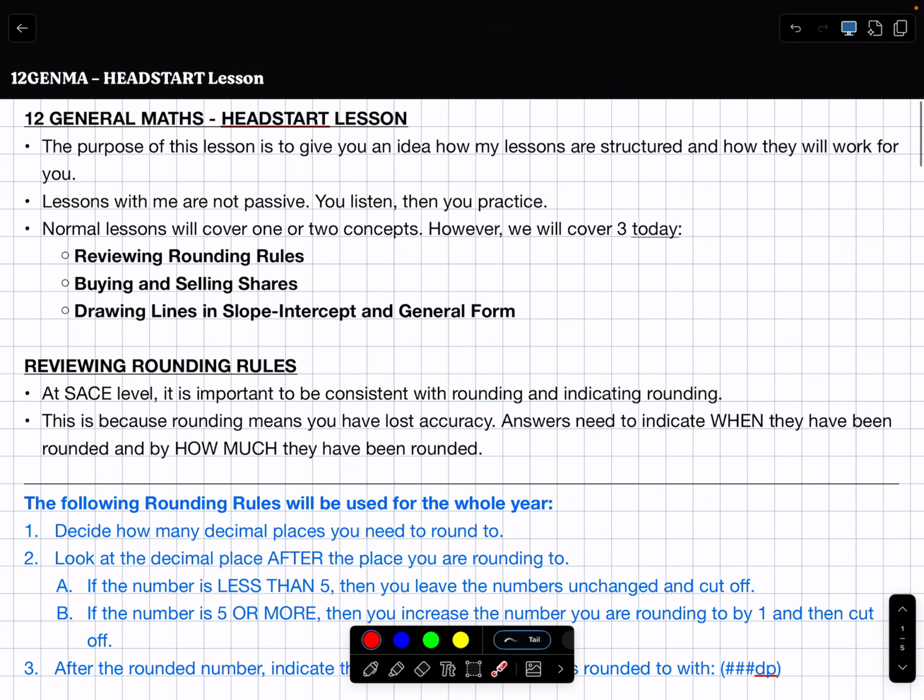The purpose of this lesson is to give you an idea how my lessons are structured, how they work for you. Lessons with me are not passive. You listen, then you practice. Normal lessons will cover 1 or 2 topics, so sometimes we'll need to do 2 in the double lesson. 2 would be too much in a single, okay? We're going to cover 3 today. We're going to review rounding rules. We're going to do buying and selling shares, drawing lines in slope, intercept, and general form.